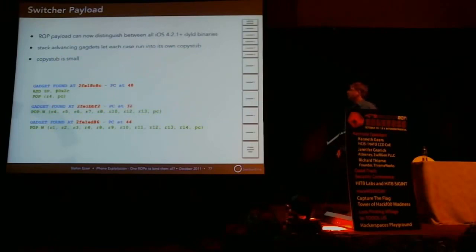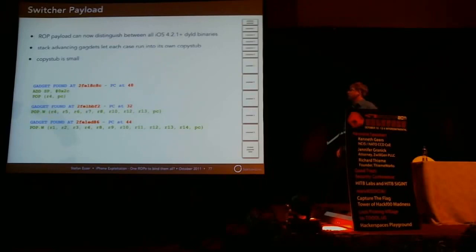And our whole payload in the end will look like this. We have the switcher payload and some copy stubs, some real payload, and then the shared payload data. And the switcher payload, we just use it, it can distinguish between all the binaries.